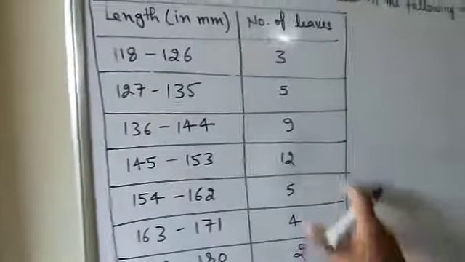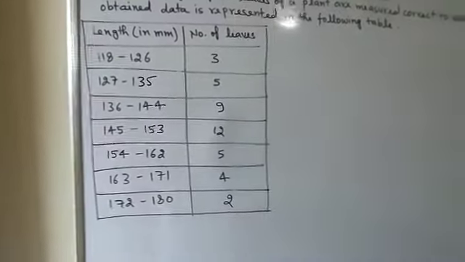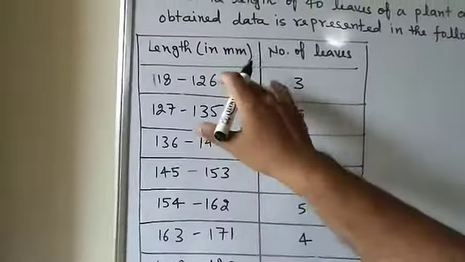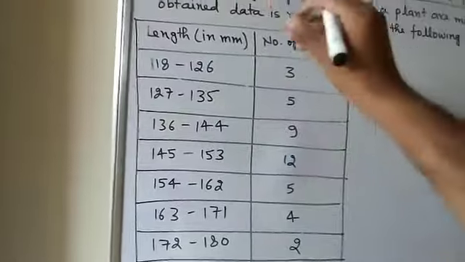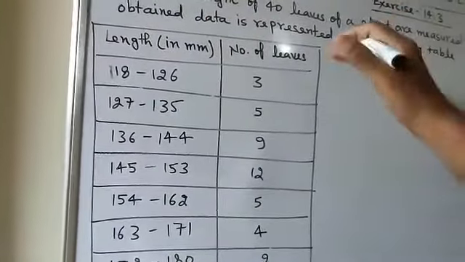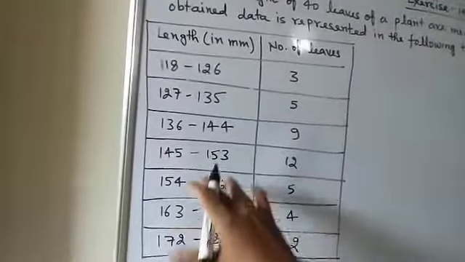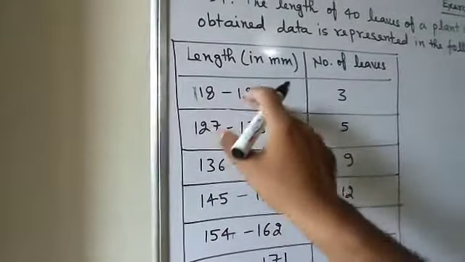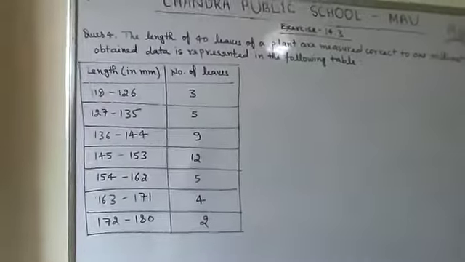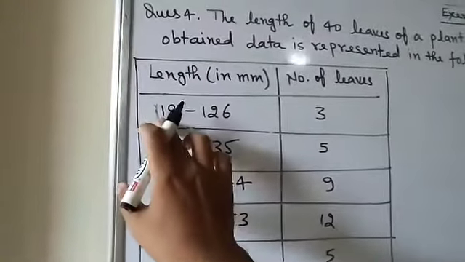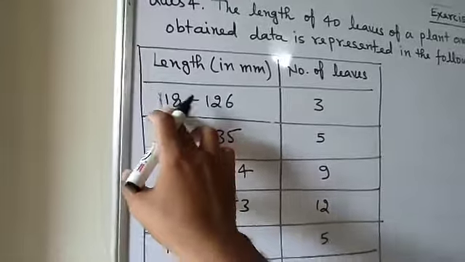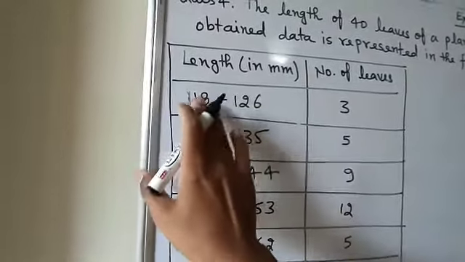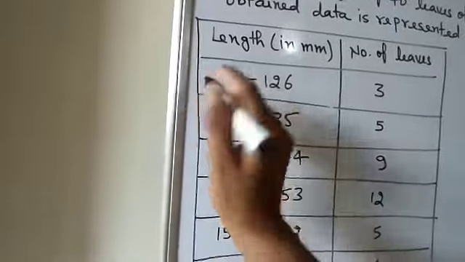So students, if you are going to make it continuous, you need to draw a separate table. Here I am going to make the changes in the given table only, but you need to draw a separate table again and write the continuous form of the given table, and after that you need to draw the histogram. So how to convert it to continuous if it is given discontinuous: subtract 0.5 from the lower limit and add 0.5 to the upper limit. So 118 minus 0.5 will be 117.5.